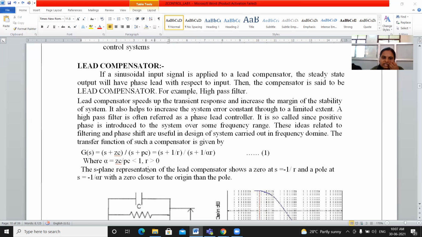In a transient response we come across different times: settling time, delay time. Gamma represents our delay time in this case. Then the s-plane representation of a lead compensator shows a zero at s = -1/gamma and a pole at s = -1/(alpha gamma), with the zero closer to the origin than the pole.